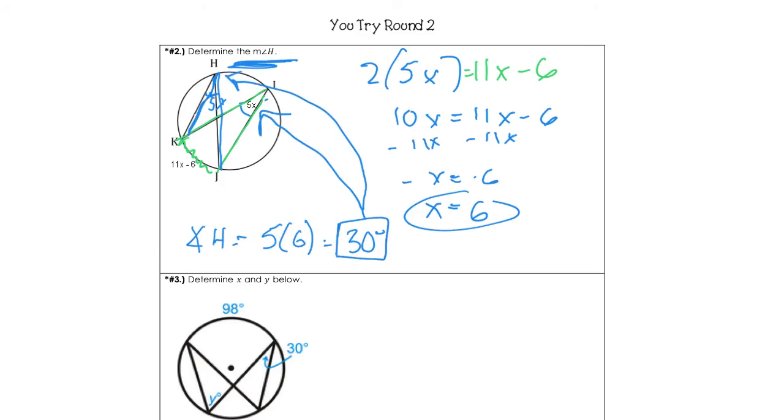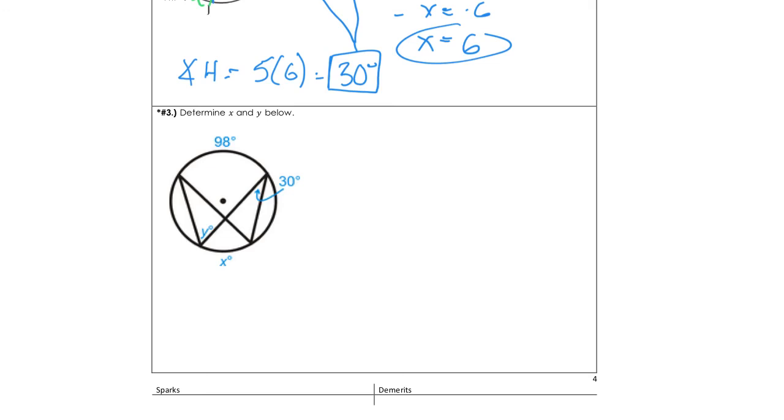Bottom one. All right, so this one, pretty easy because there's not a lot of numbers to work with. If this angle is 30, it's an inscribed angle, so this arc is twice as big. So it's 60. So x equals 60.